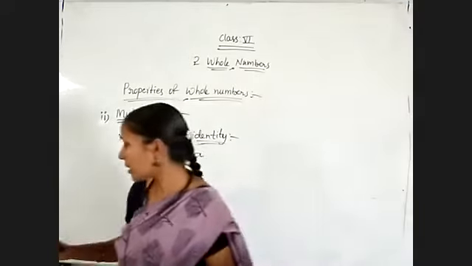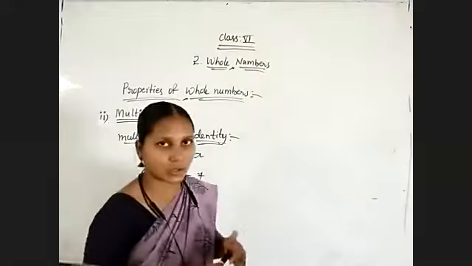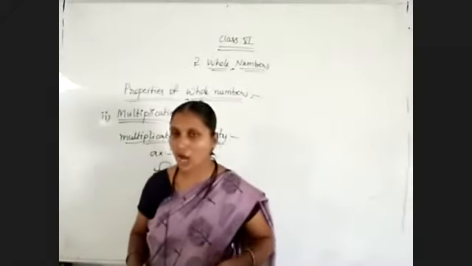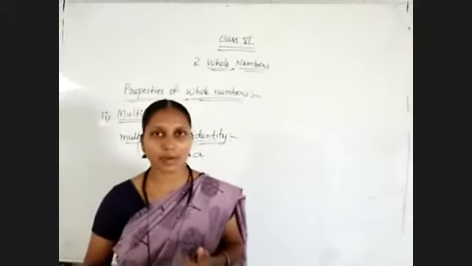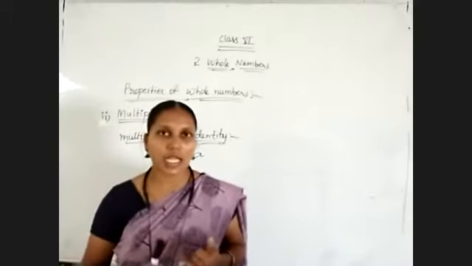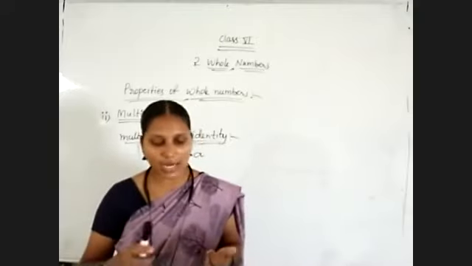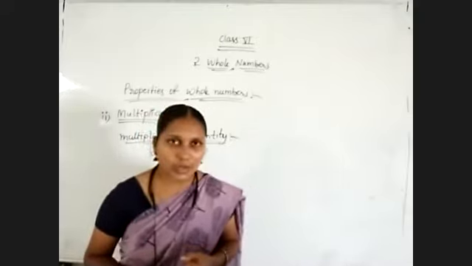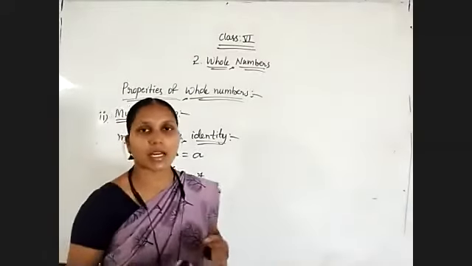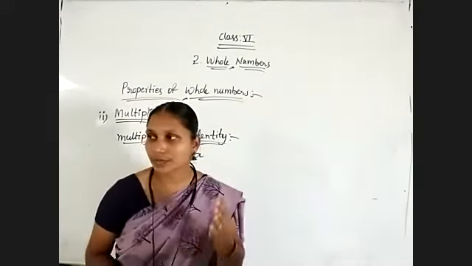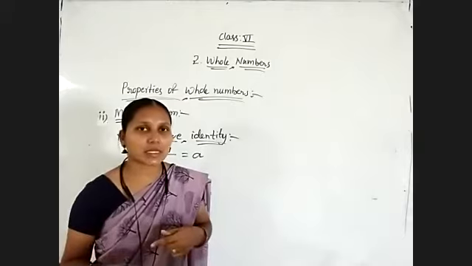Okay. So remember, these are the different properties we have discussed yesterday and today. So once again, I am repeating all the properties. Closure property over addition and multiplication: both are satisfied. A plus B is also a whole number for every condition of A and B. And A into B also is a whole number for every condition of A and B.